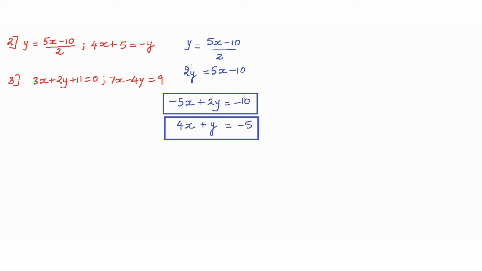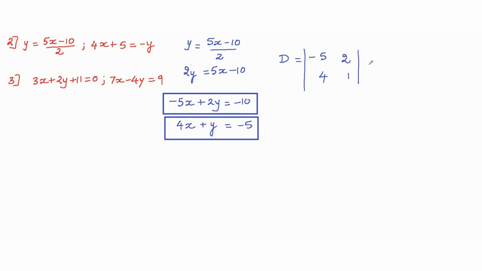And the forms are now very much favorable for applying Cramer's rule. So let us find the master determinant. The master determinant is going to be the coefficients of x and y. The coefficients of x are negative 5 and 4, so negative 5 and 4. And the coefficients of y are 2 and 1.